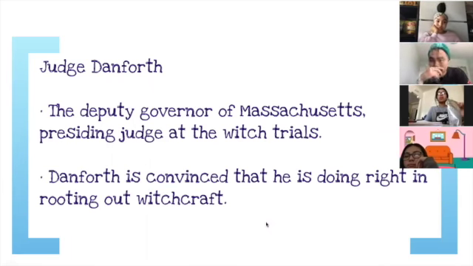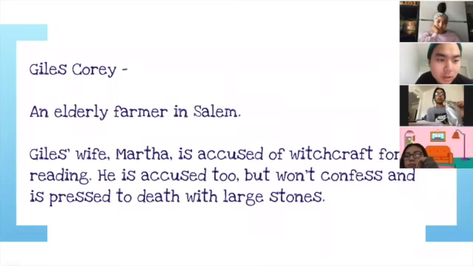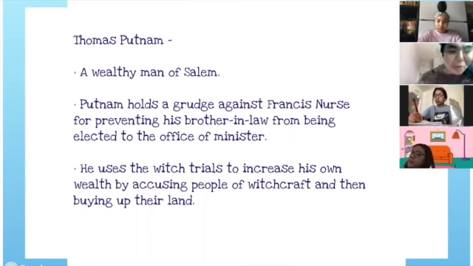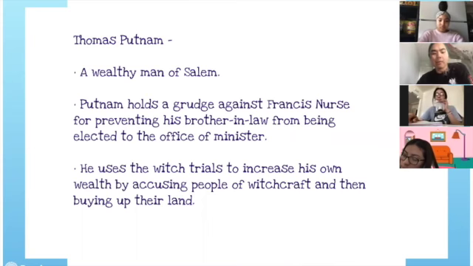Okay, thank you. All right, so Judge Danforth. We talked about him. Giles Corey. You don't even know him right now. Thomas Putnam. He is a wealthy man of Salem. Putnam holds a grudge against Francis Nurse for preventing his brother-in-law from being elected to the office. So he actually has a lot of grudges in town. And we know he uses the witch trials to increase his own wealth by accusing people of witchcraft and then buying up their land.